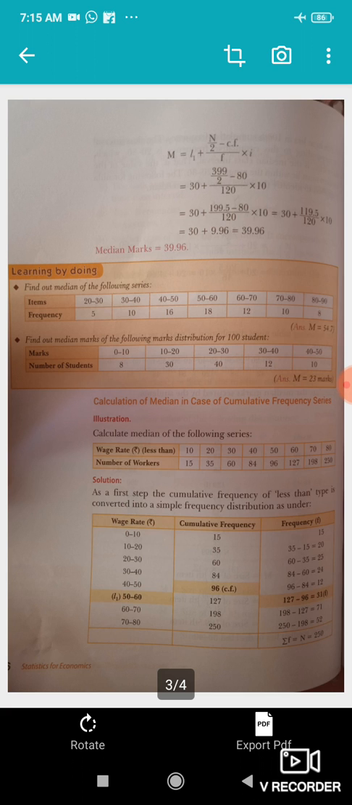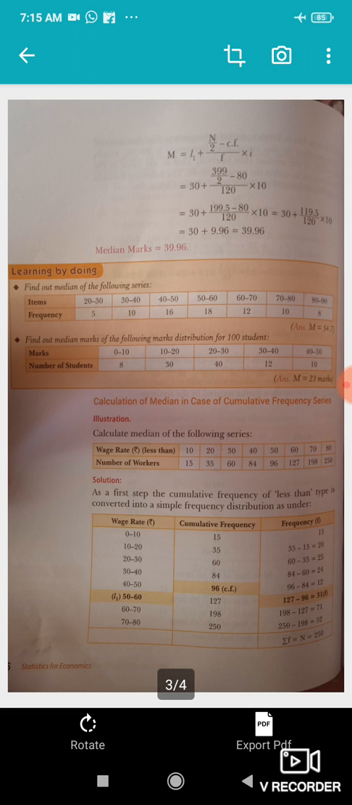You have to calculate the median. Now we'll see the calculation of median in case of cumulative frequency, that is less than and more than series, which we have done. So they have given wage rate less than 10, 20, 30, 40, 50, 60, 70, 80 and the number of workers. Now as a first step, the cumulative frequency of less than type is converted into a simple frequency distribution as under.